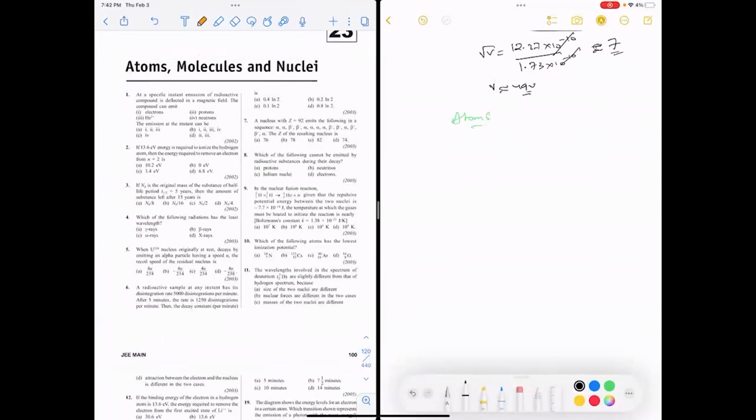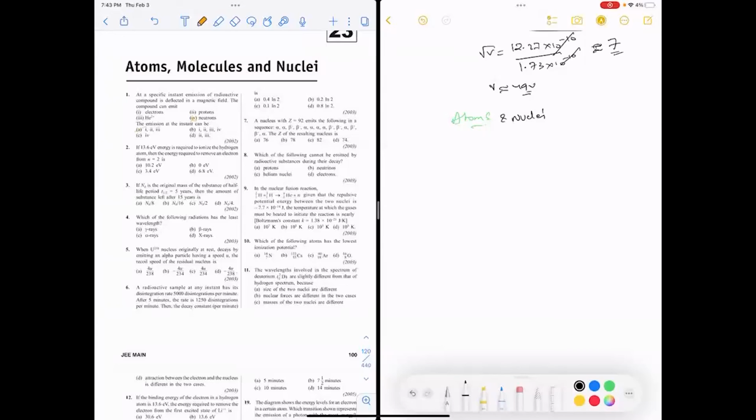Atoms and nuclei. At a specific instant, emission of a radioactive compound is deflected in a magnetic field. The compound can emit electrons, protons, helium nuclei (alpha), neutrons. The emission at that instant can be, what is that, guys? So neutrons are neutral. They cannot get deflected by a magnetic field. So 1, 2, 3. Am I right? 1, 2, 3.